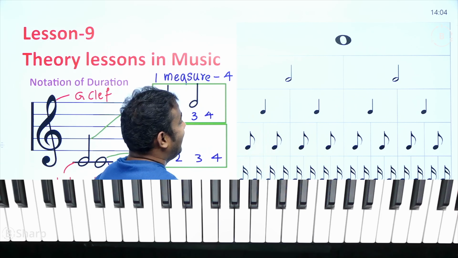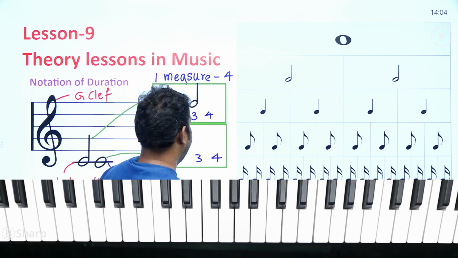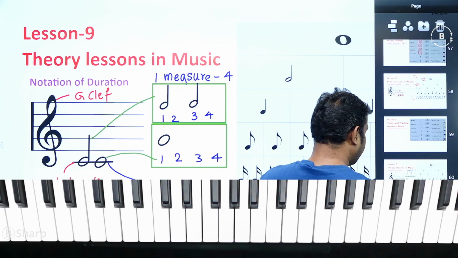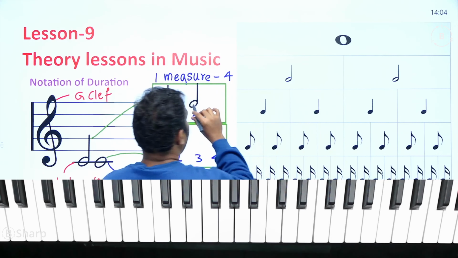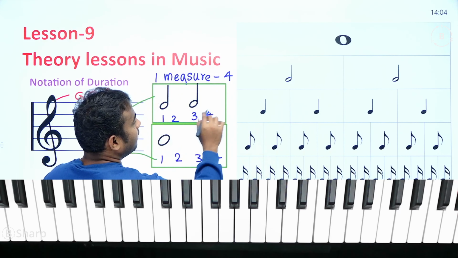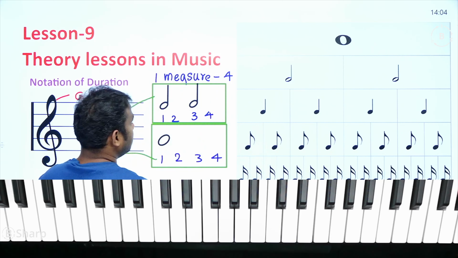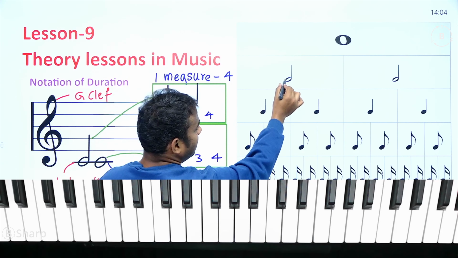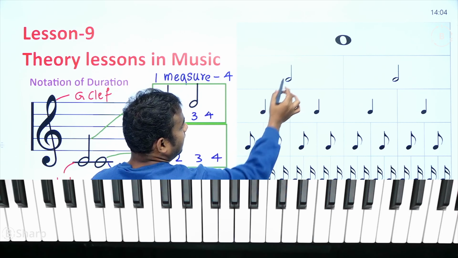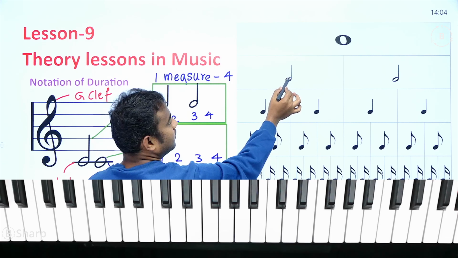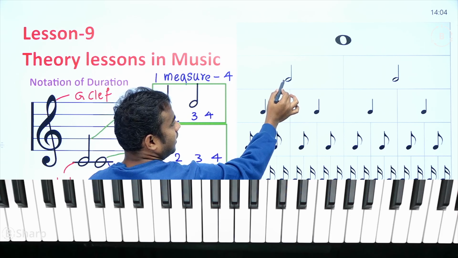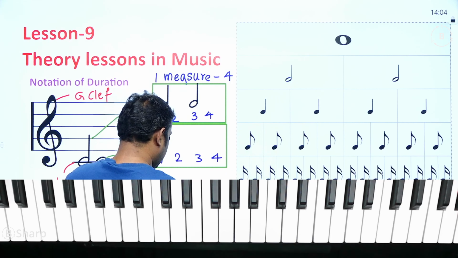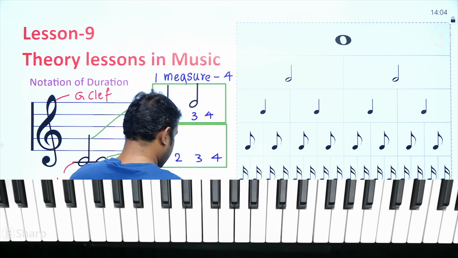Now, similarly, without any changing, we will be using this one here, this is a half note, no? Instead of the half note, we'll be using it for a quarter note. The quarter note symbol is the same, but this ellipse shape is filled with some ink. That's the only difference. There is no other difference apart from that.